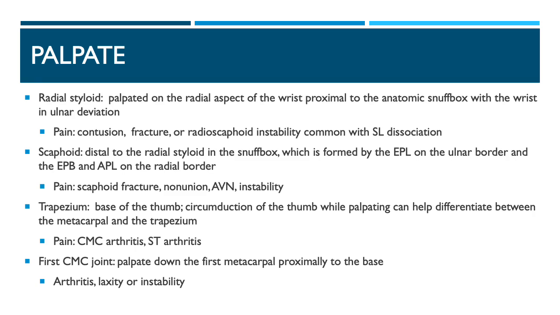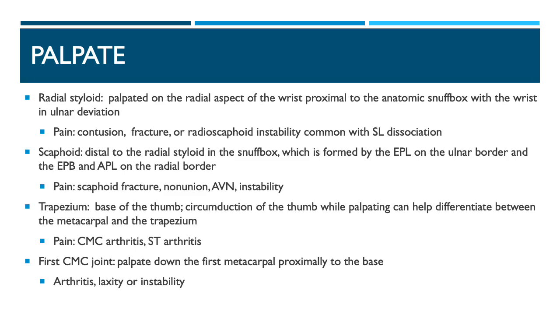To palpate the scaphoid, you go just distal to the radial styloid within the snuff box. And if you remember, the snuff box is formed by the EPL on the ulnar border and the EPB and the APL on the radial border. So the scaphoid is the floor of the snuff box. Pain at the scaphoid with palpation is indicative of scaphoid fracture, or non-union, or AVN, or instability.